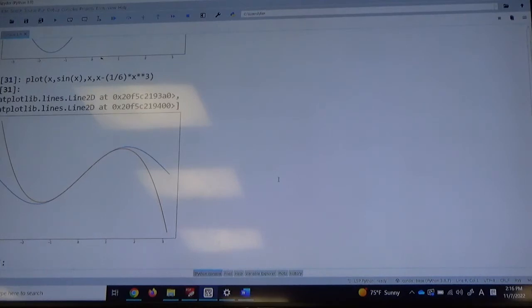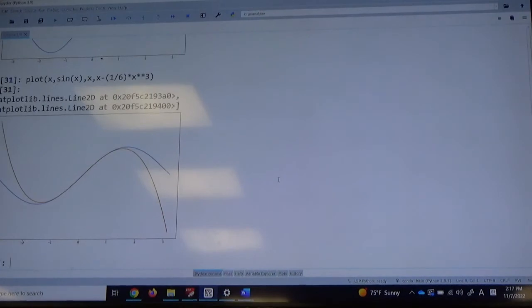Blue is the x comma sine x graph. In other words, the sine x graph is the blue, and the orange is the other graph. It's x minus 1/6 x cubed, right? X minus 1/6 x cubed is what you have. And while they look very different, do you see that in the middle they're virtually identical? They're very similar, right?